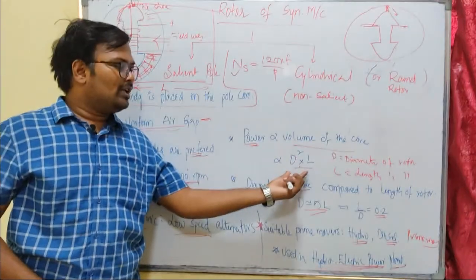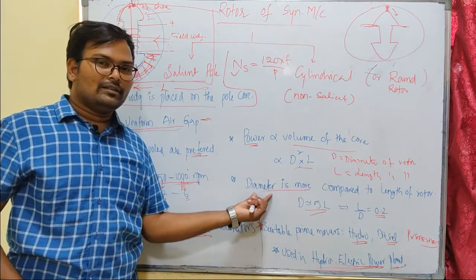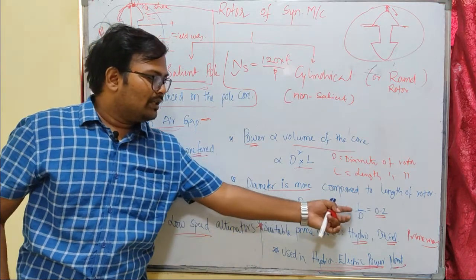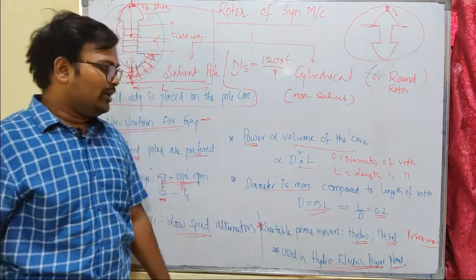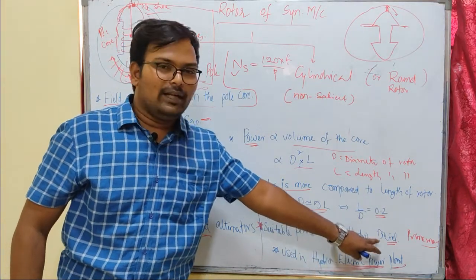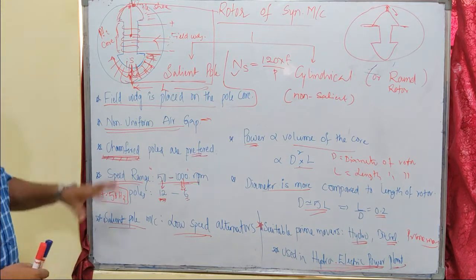The power generated is proportional to the volume of the core. The volume of the core is diameter squared into length, D squared into L. Diameter is more compared to length for a salient pole machine. The length to diameter ratio is around 0.2. The suitable prime movers to rotate our salient pole rotor are hydro and diesel prime movers. The most used application is in hydroelectric power plants. So this is about the salient pole rotor.